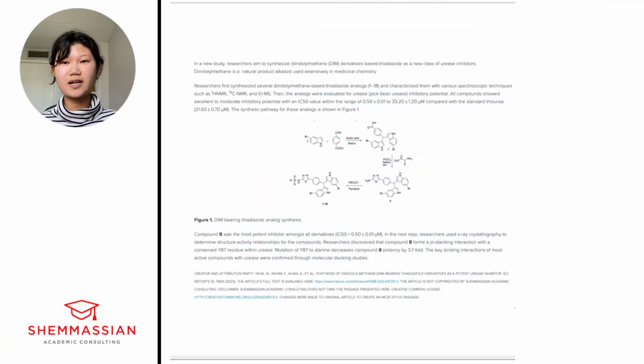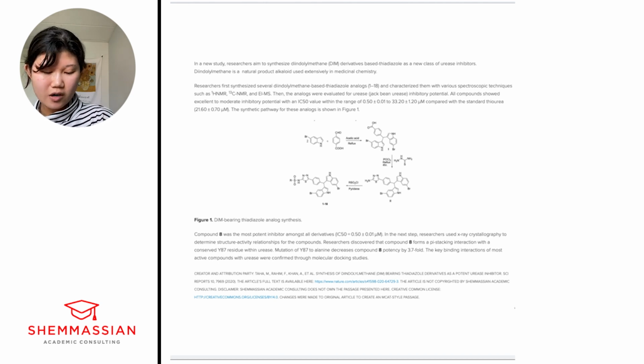From a first glance at this passage, it looks pretty short. It has 3 paragraphs and a figure. Sometimes you'll get passages this short. And this is also an organic chemistry passage with a mechanism in the figure, which tends to make people uncomfortable, but that's okay. We're going to go through this together.